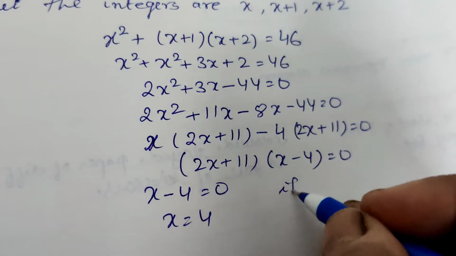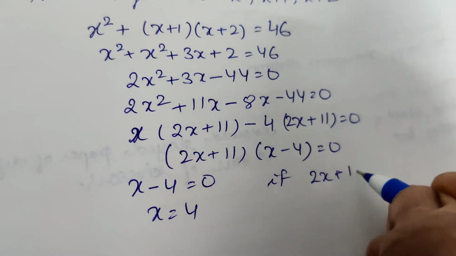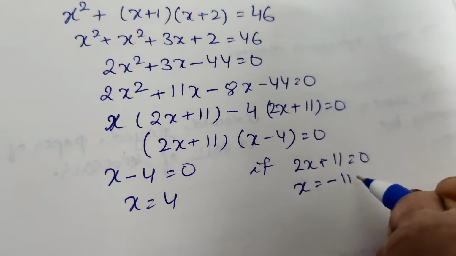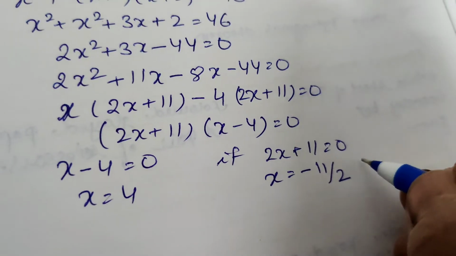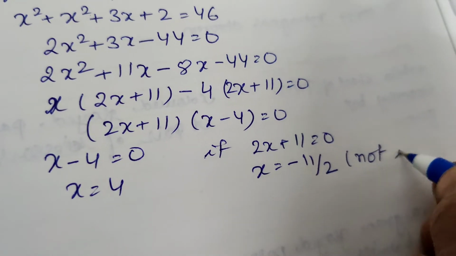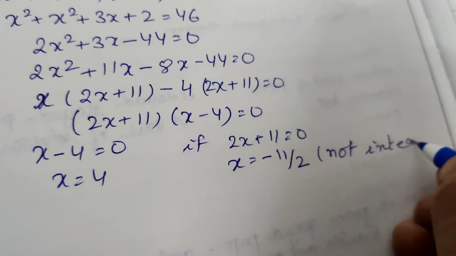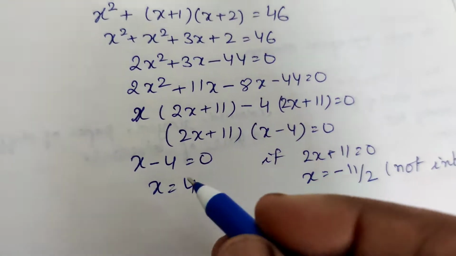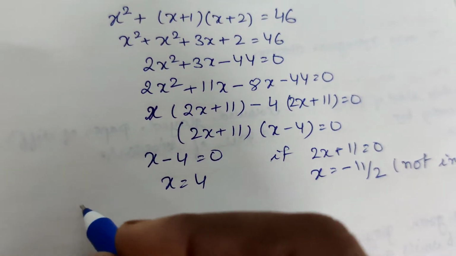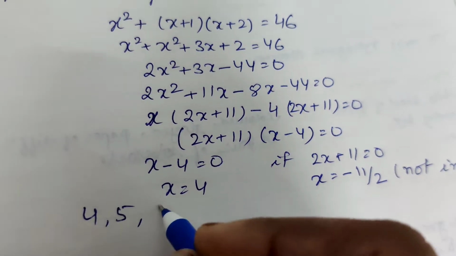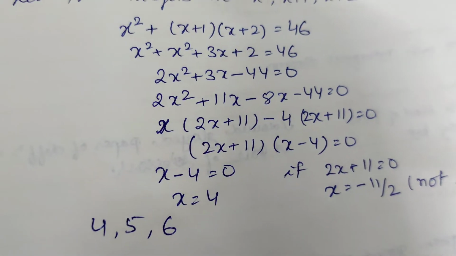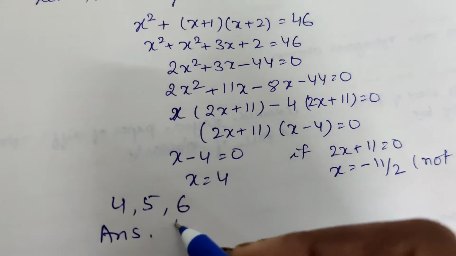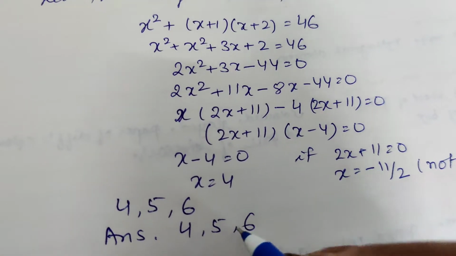If 2x plus 11 equal to 0, we get x equal to minus 11 by 2. It is not possible because the answer has to be an integer. The minus 11 by 2 is not possible. Therefore, the integers are 4, 5 and 6. Okay, the answer is 4, 5 and 6.